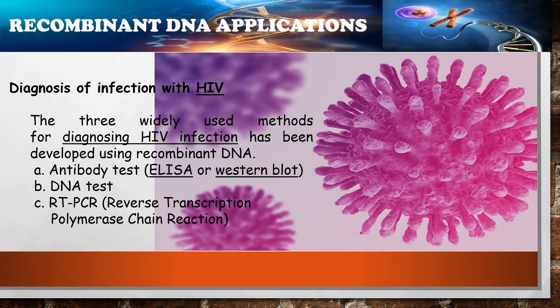Diagnosis of infection with HIV. The antibody test, ELISA or Western blot, uses a recombinant HIV protein to test for the presence of antibodies that the body has produced in response to an HIV infection. The DNA test looks for the presence of HIV genetic material using reverse transcription polymerase chain reaction. Development of the RT-PCR test was made possible by the molecular cloning and sequence analysis of HIV genomes.